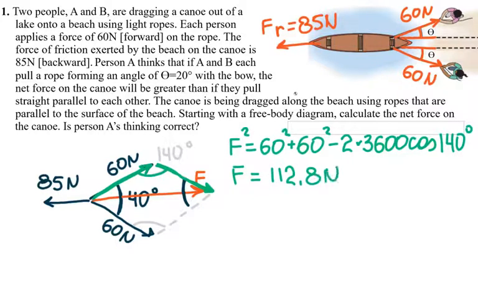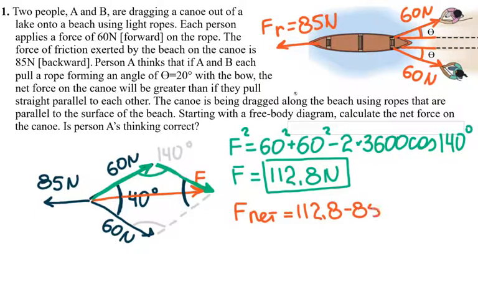112.8 newtons. So the resultant force is 112.8 newtons. But that's the force that the men are pulling. That is not actually the net force. The net force is the sum of all the forces. So the net force in this case is going to be 112.8 minus 85, which is 27.8 newtons. So this is my net force.